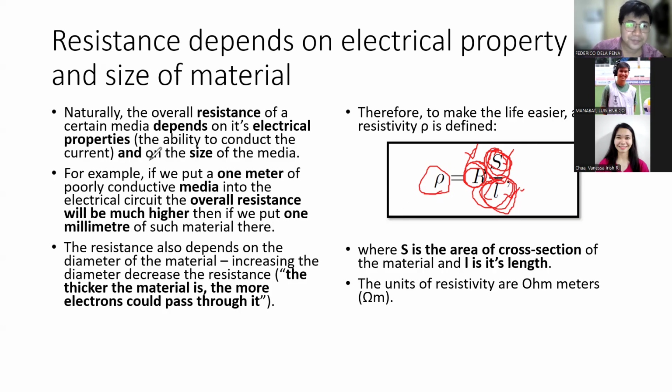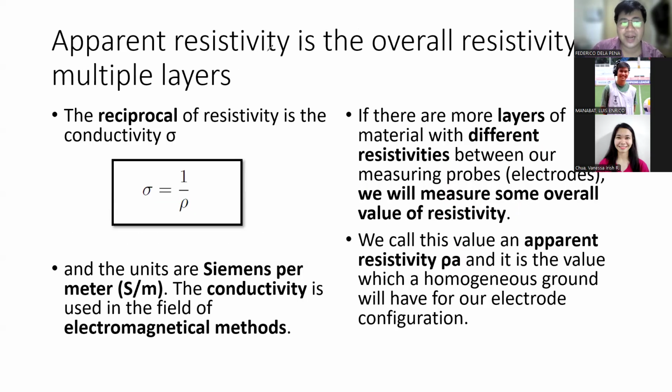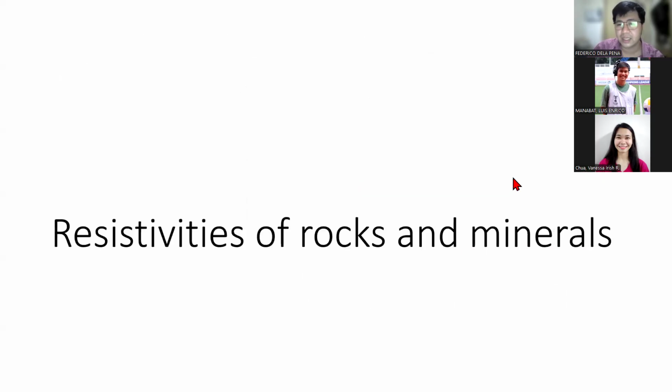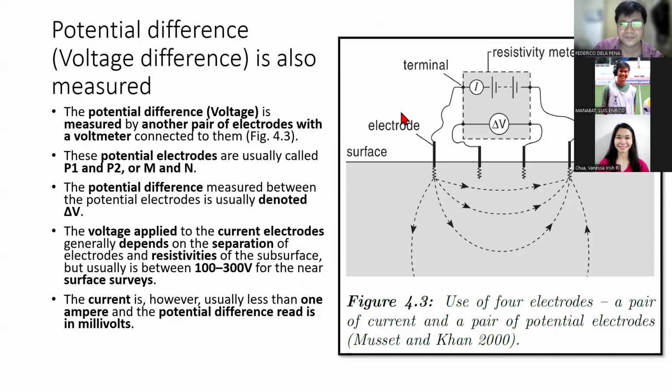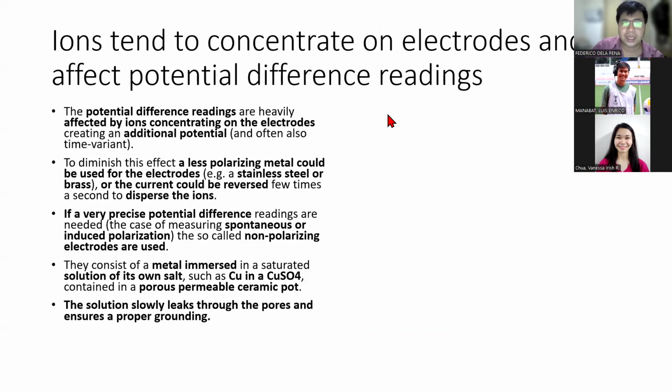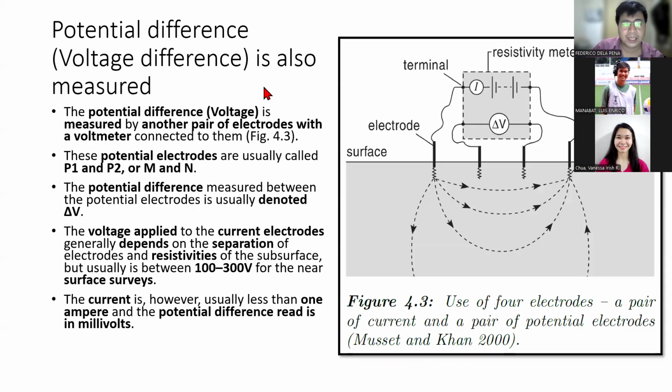But again, the resistivity that we're actually measuring is just the apparent resistivity. If you have multiple layers, which is almost always the case, you're simply measuring the average of so many layers. Again, we're going to discuss that in a bit. Let me go back to the discussion.